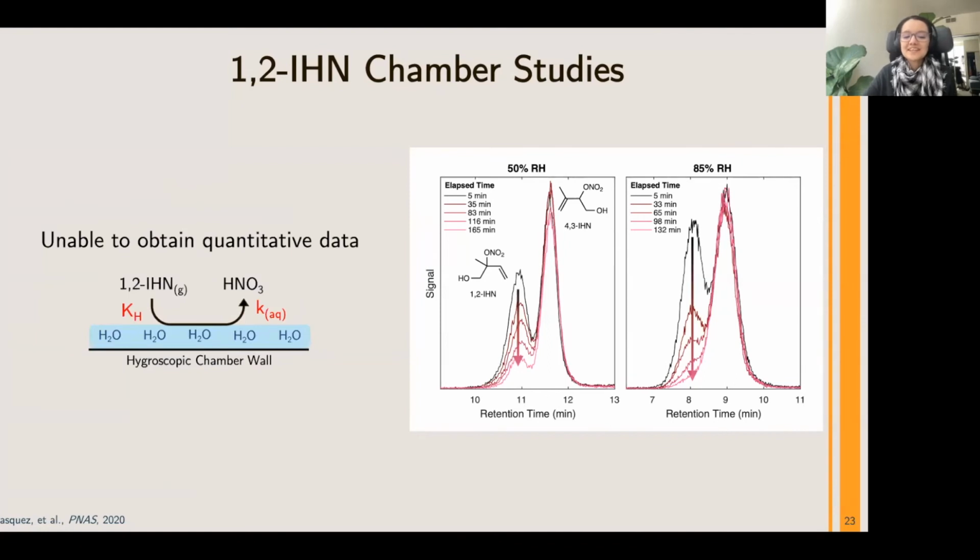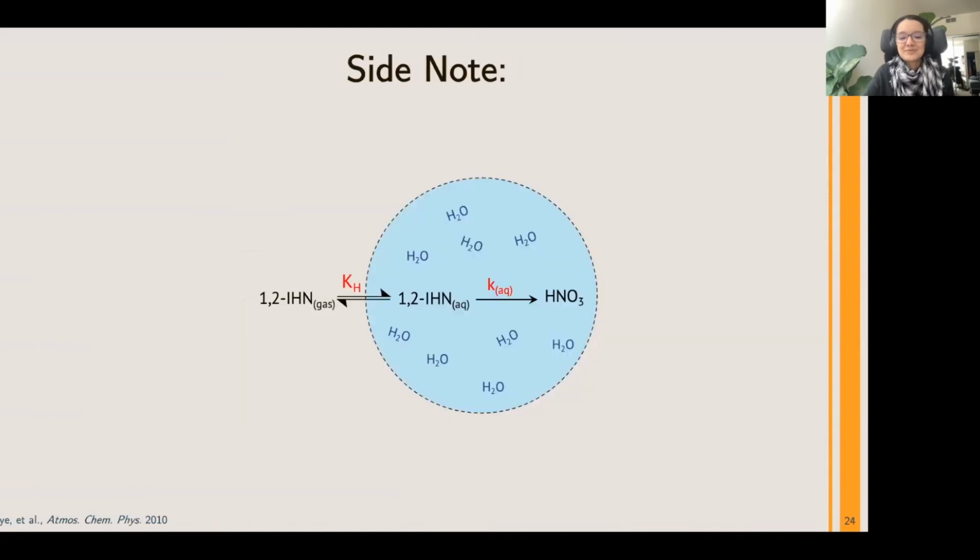Unfortunately, though, with this setup, we're not able to obtain quantitative data, aside from saying that hydrolysis could be happening, and if it is, it's quite fast. And this is just because the reactions were probably occurring on the chamber wall or the bag wall, which became hygroscopic over time because it's prone to having a lot of different experiments that deposit things like sulfate ions on the walls. So we had to seek other methods.